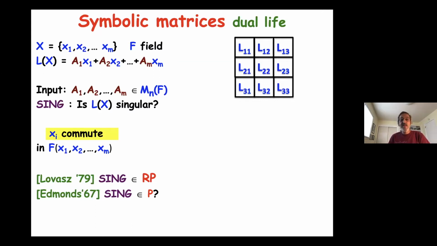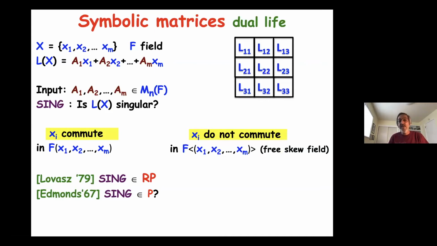But I also said that we don't know how to solve this problem. So like good mathematicians, we are going to change it. We look at the same question, singularity of symbolic matrices, when variables do not commute. So the first question: what does singularity mean? Where do we want to invert this matrix? There is a natural answer: in the field which is a completion of non-commutative polynomials. It's called the free skew field.